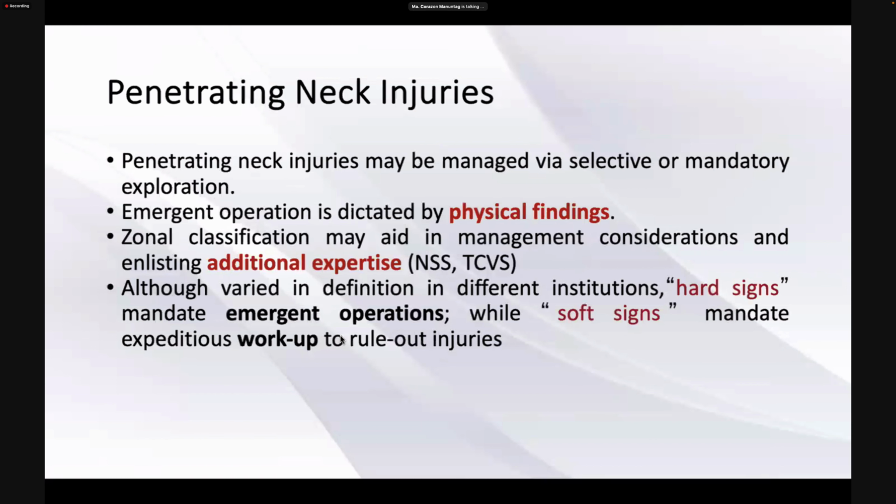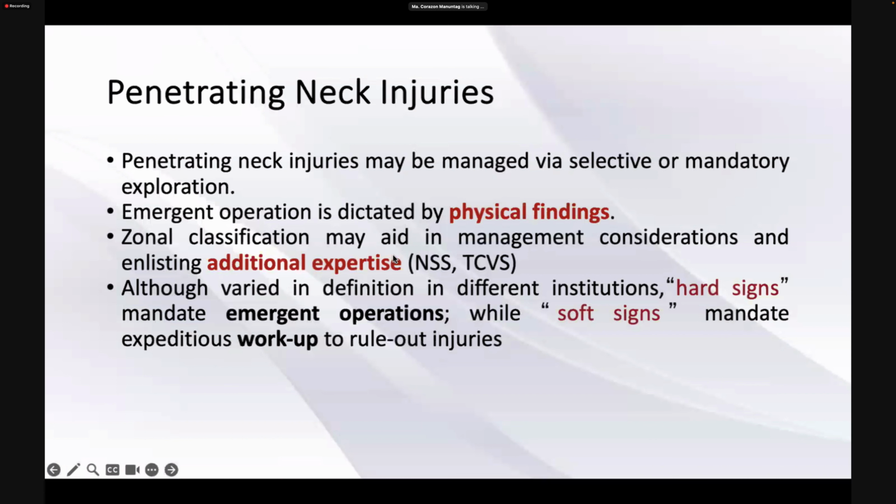So, penetrating neck injuries may be managed by selective or mandatory exploration. We are moving to a more selective exploration nowadays. More of vascular lang yung immediate exploration. We recognize that there's a decreasing number of neck exploration, so the confidence and the volume per hospital is decreasing. So it becomes a little safer for your patients to do a selective neck exploration. So you do emergent operation dictated by physical findings related to hemodynamic instability and gross bleeding.